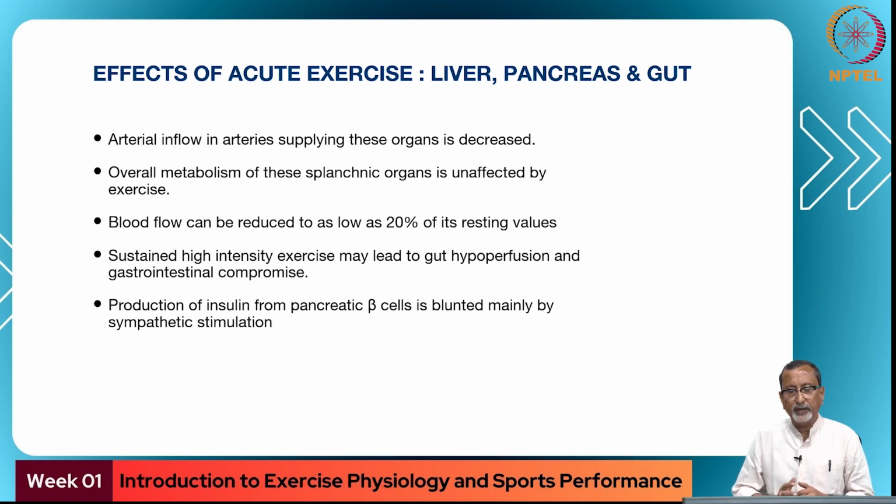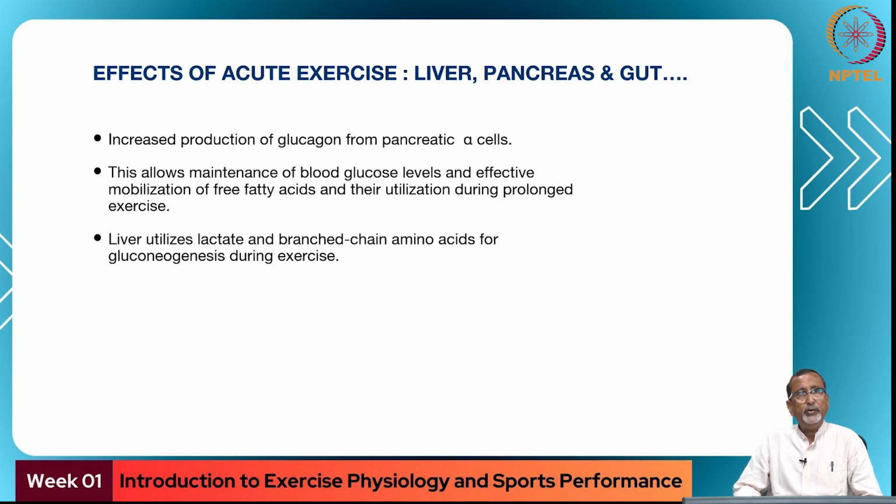Sustained high intensity exercise may lead to gut hypoperfusion and gastrointestinal compromise, because the blood is diverted to the muscle. The production of insulin from pancreatic beta cells is blunted mainly by sympathetic stimulation. There is increased production of glucagon from pancreatic alpha cells. This allows the maintenance of blood glucose level and effective mobilization of free fatty acids and their utilization during prolonged exercise.